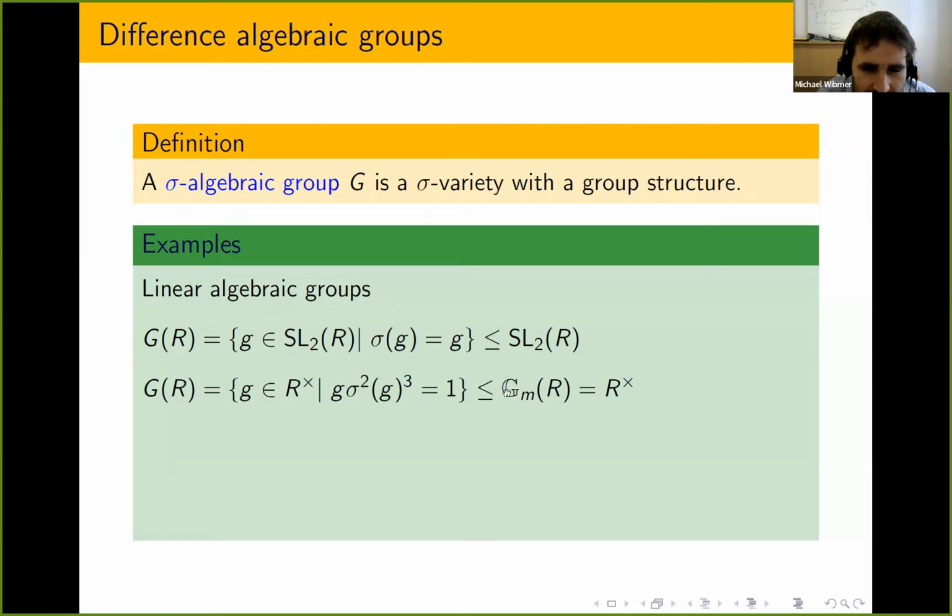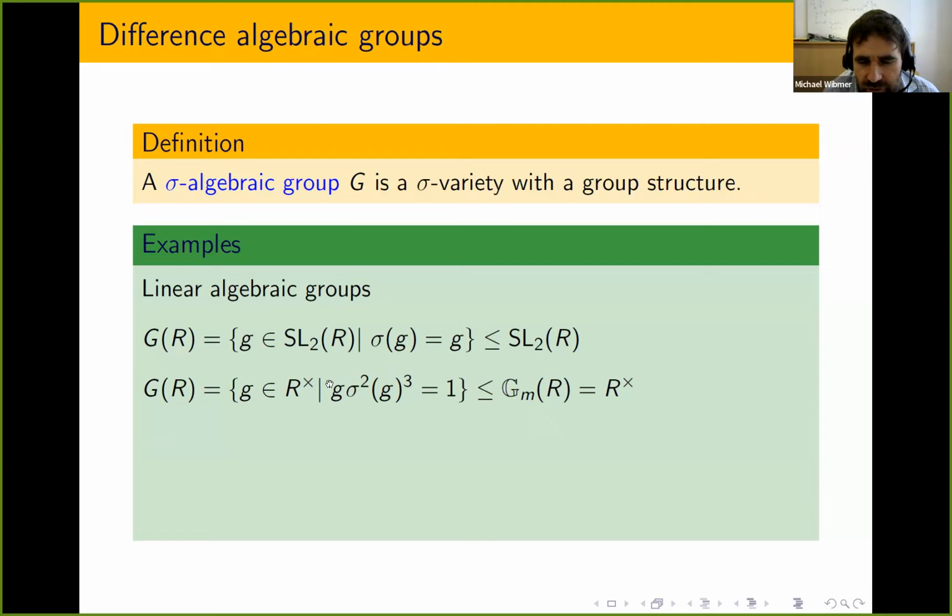Another example would be what we call a difference algebraic subgroup of the multiplicative group. So the multiplicative algebraic group, if you give it a ring, it just outputs the multiplicative group of the ring, so the group of units. And also if you take the group of units of the K sigma algebra, you don't want to take all units, you take all those satisfying this equation: g times sigma squared of g to the, so cubed, is one. And you can then immediately check that this is a subgroup.